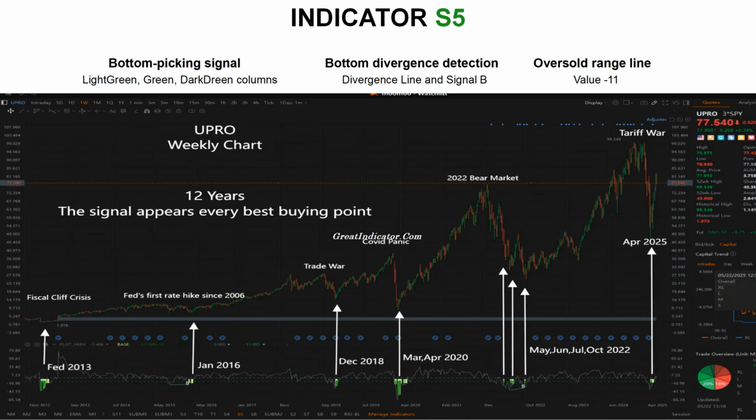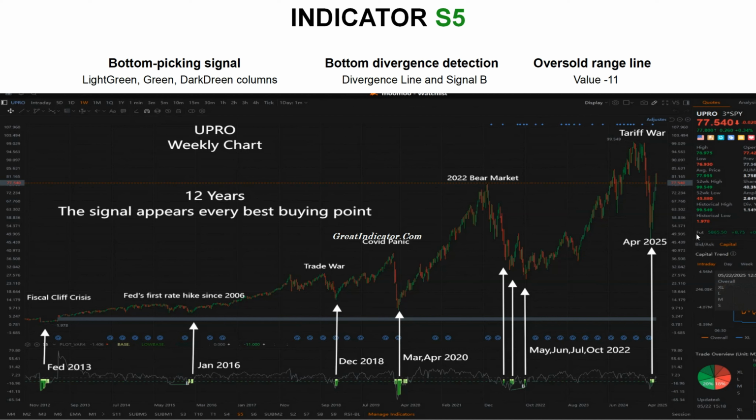Today, we will talk about the bottom fishing indicator. This indicator is mainly based on the deviation between price and different moving averages. It sends signals at the bottom, combined with bottom divergence, focusing on identifying potential bottom fishing opportunities.